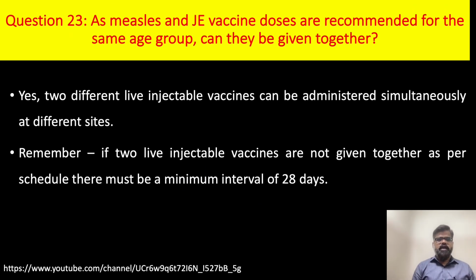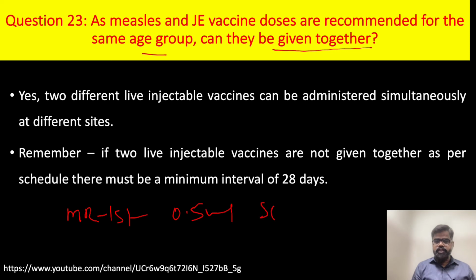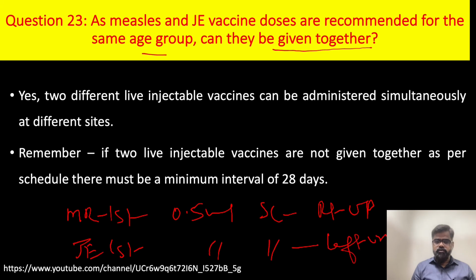As measles and JE vaccine dose are recommended for same age group, can they be given together? Yes, they can be given together because MR first dose, you remember, the dose is 0.5 ml subcutaneous in right upper arm, right? JE first dose, same subcutaneous, but you're giving left upper arm. So what's the problem? There is no issue in giving it.